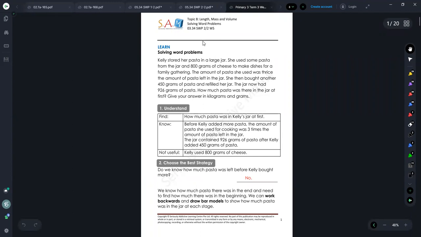Okay, hello teachers. This is the instruction guide for primary 3, term 3, week 12. For this week, there are 2 booklets, and the first one will be on word problems.